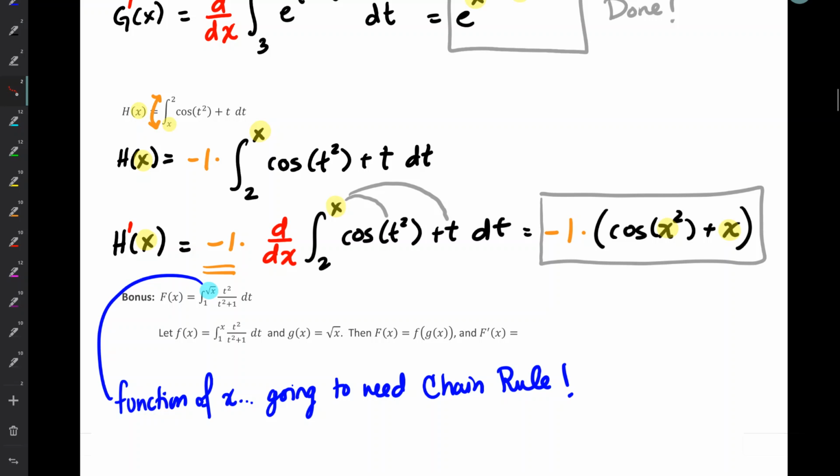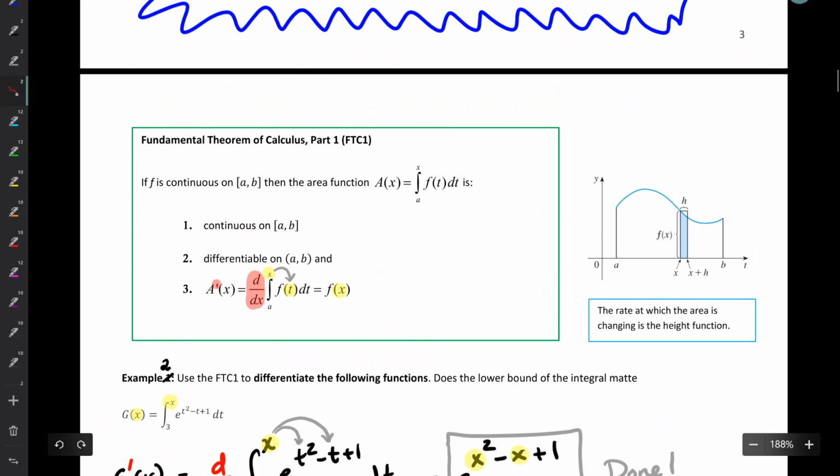What's the most crucial to me is that you are getting comfortable with this idea that differentiation and integration do and undo each other. Okay? Next, setting up fundamental theorem of calculus, part 2.